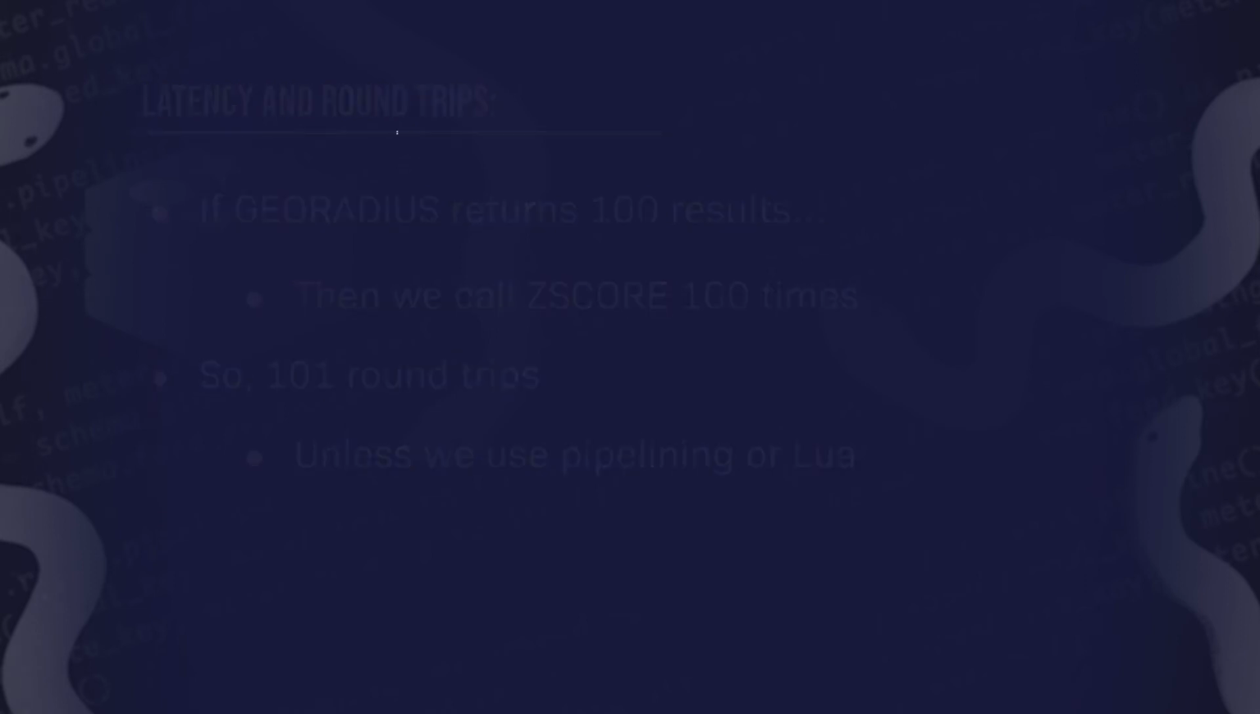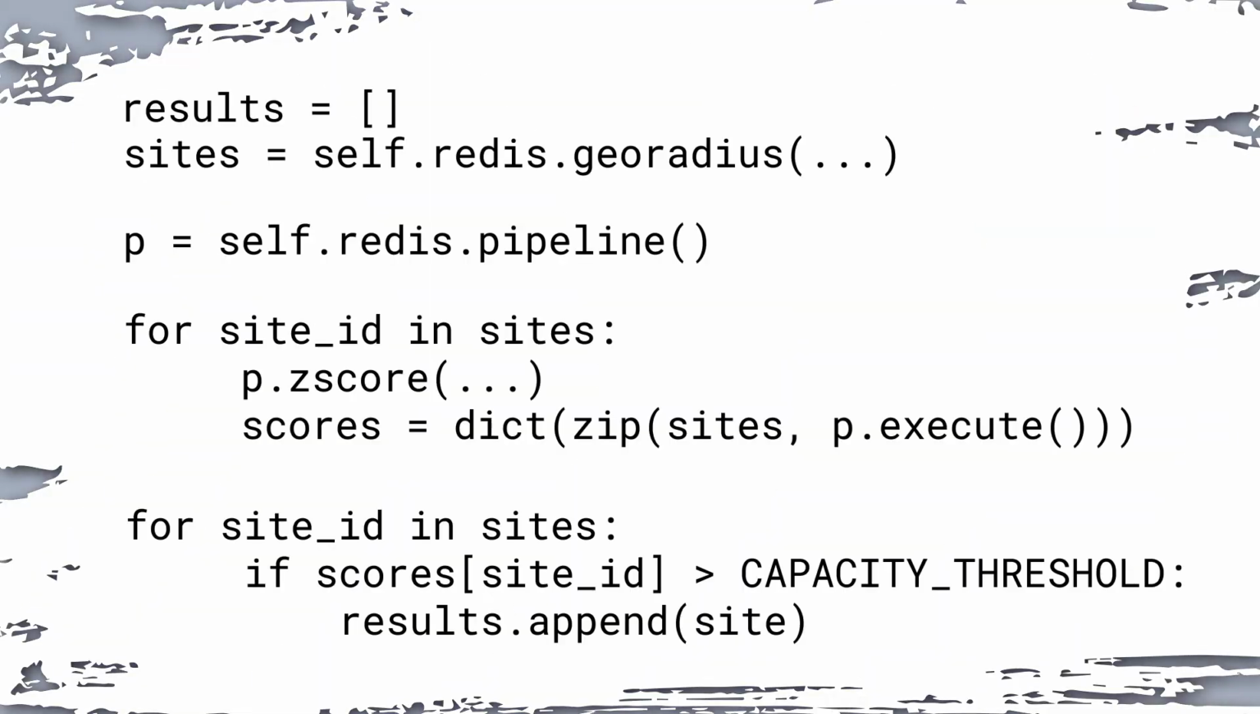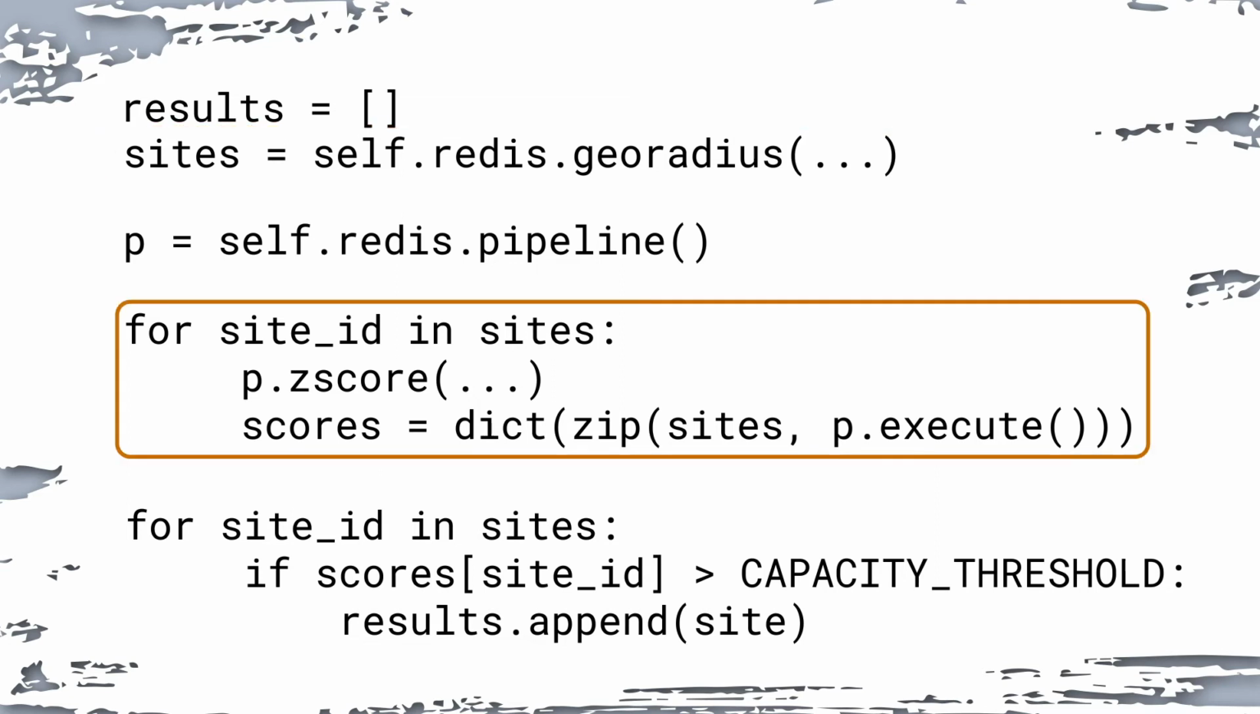Can we wrap all of these commands in a pipeline? Well, no, we can't. The reason is that we need an intermediate result. We need to get the result of the georadius command to pass to the zscore commands. So we can wrap the zscore commands in a pipeline, and this gets us down to 2 trips, one for georadius and another for the batch of zscore calls.